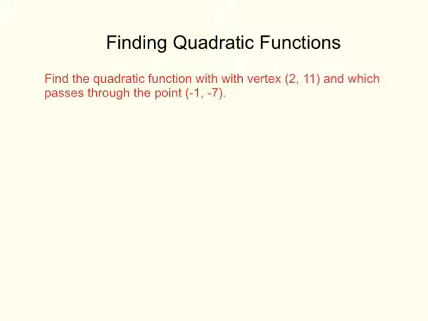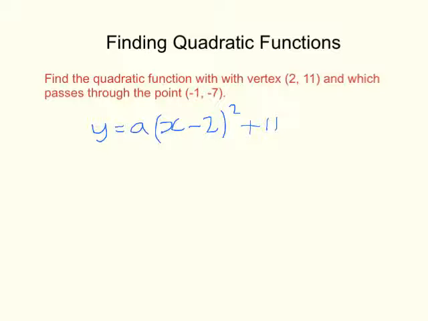In this second example, we again have a vertex, and we're told it passes through this point. So we don't have a y-intercept this time, but we know a point. So we're going to do much the same thing. If we know it has this vertex, we know it's of the form y equals a, and then x minus 2 (since the vertex has x equal to 2), squared, plus 11.